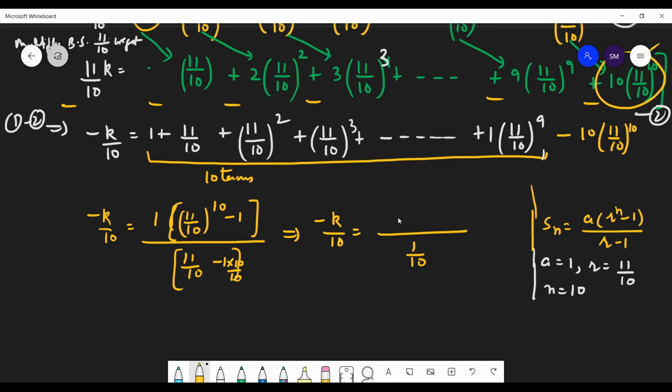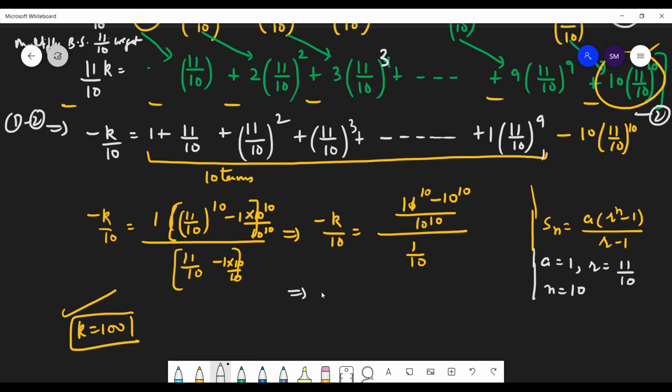And what do you get here? 11 minus 10, and this you also multiply with 10. You will get 10 raised to power 10 and 10 raised to power 10. 11 to the power 10 minus 10 to the power 10. What do you get? The value of k is 100. Yes, absolutely, the value of k is 100. Correct. So now tell me how to solve it further.